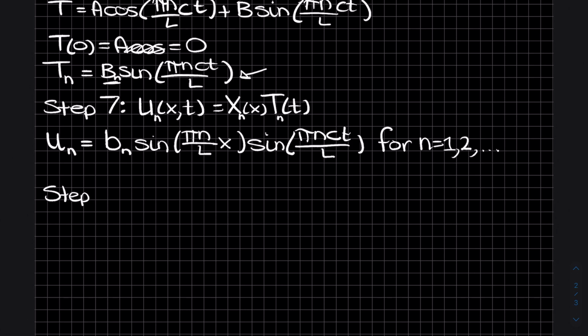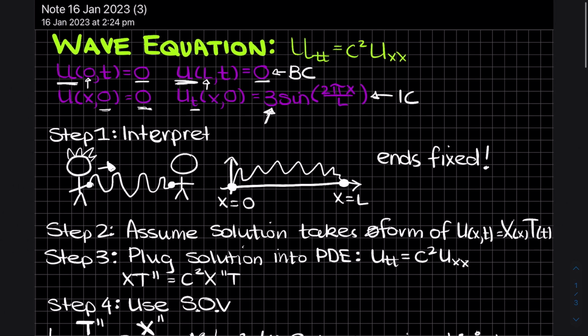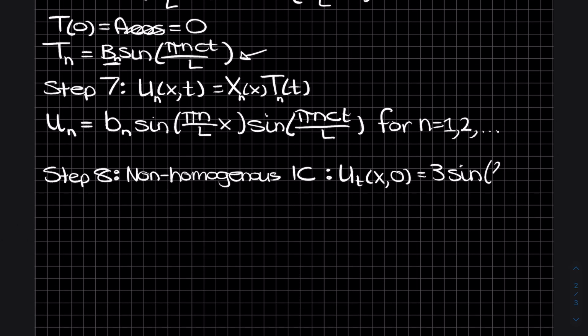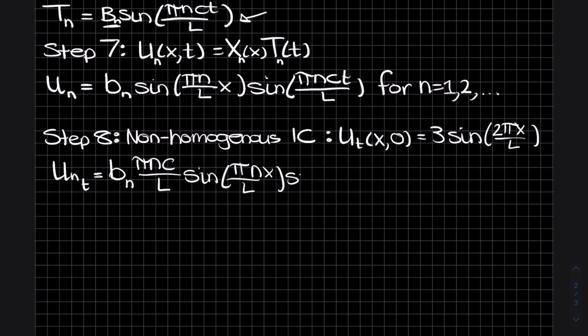So I'm going to write step 8, the non-homogeneous initial condition, which is u_t of x, 0 equals 3 sine 2 pi x over L. Okay, so the first thing we want to do is take the derivative of u of n with respect to t, and that will equal b of n pi n c over L sine pi n x over L cosine, always get that mixed up, cosine pi n c t over L.